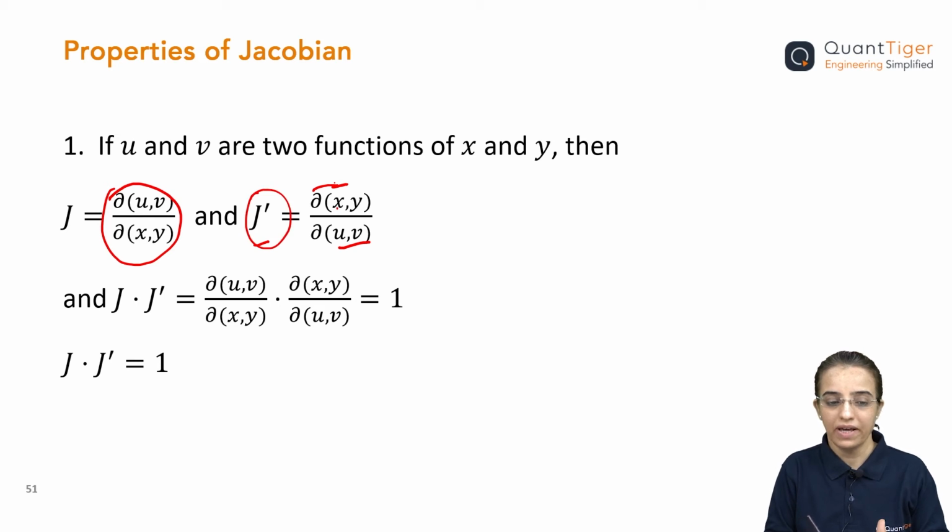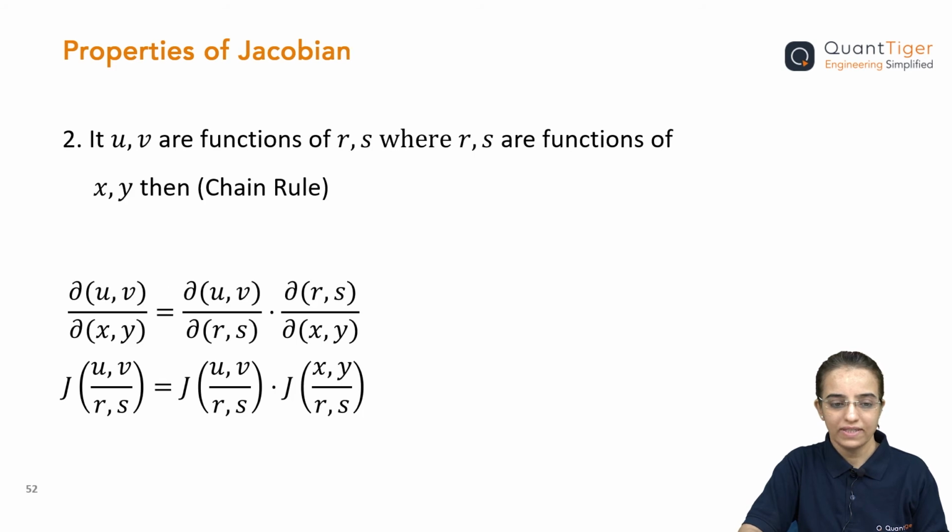Whenever we take the product of this J and J dash, it will always return 1. This is one of the important properties. Here we just changed the variables. First, u and v were two functions in terms of x and y, and that's how we find J. To find J dash, we changed it: now x and y are made functions of u and v variables. Whenever we take their product, it always returns 1.